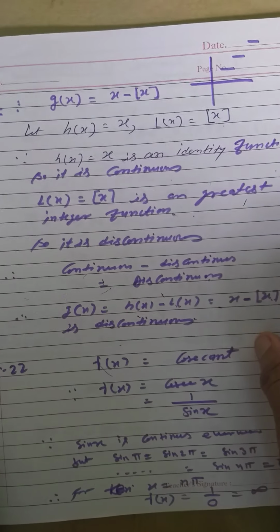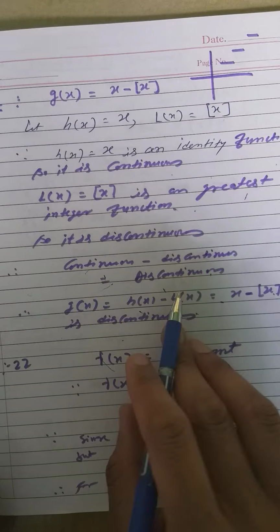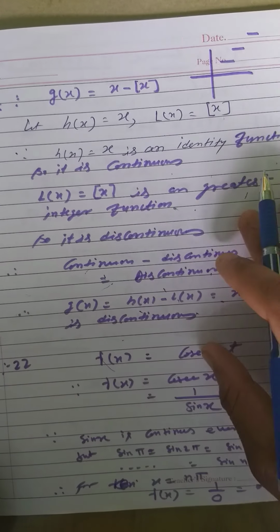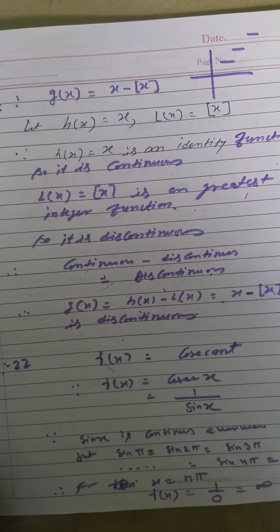As we know, continuous plus discontinuous equals discontinuous, continuous plus or minus discontinuous equals discontinuous, continuous upon discontinuous or discontinuous upon continuous equals discontinuous.